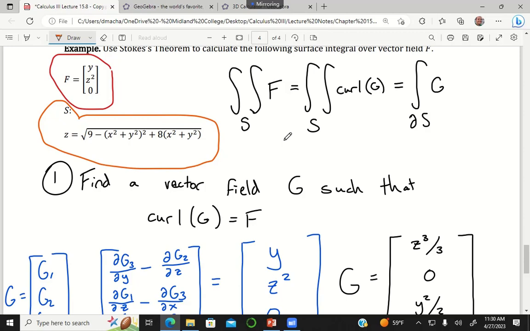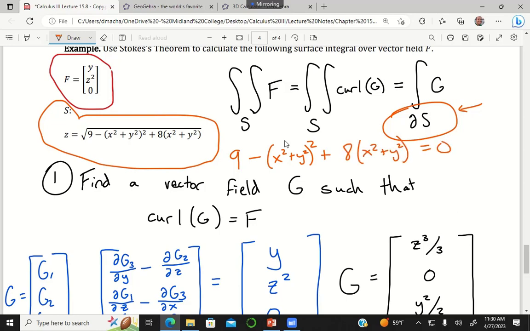And so maybe what we should do is set the radicand equal to 0, since what we're doing right now is looking for the boundary of the surface. Let's set the radicand equal to 0. So we might write something like 9 minus (x squared plus y squared) squared plus 8 times (x squared plus y squared) is equal to 0. We might write that as we're looking for our boundary.